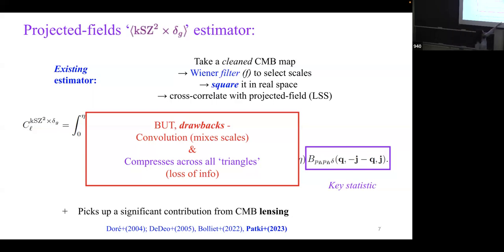The reason this comes up, the one that I've put in the square there, is because your kSZ is proportional to the electron momentum along the line of sight. You have 2 kSZ fields, so 2 electron momenta, and 1 density field from the large-scale structure. Even though that's the underlying statistic, this estimator compresses the information contained in this 3-point function across different triangle shapes. So there is also some loss of information and mixing across different triangle shapes with this estimator. In addition, it also picks up a significant contribution from CMB lensing that has to be accounted for.